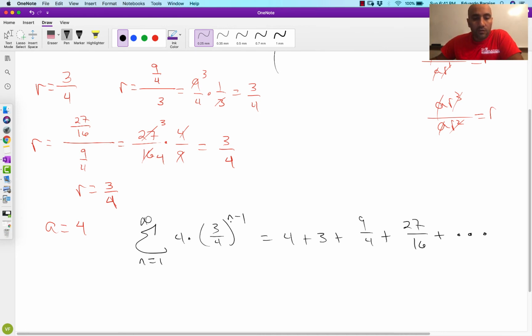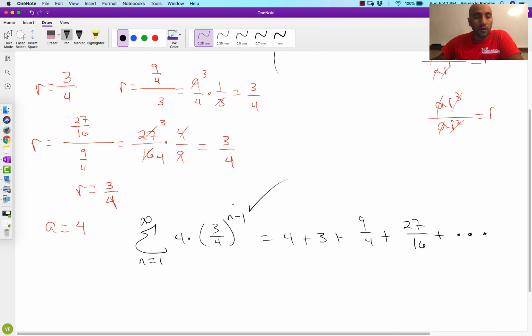If n equals 1, the exponent becomes 0, so 3/4 to the power of 0 is 1. That's just going to be 4. Yeah, we get that first term. If n equals 2, 2 minus 1 is 1, so we just get 4 times 3/4. The 4's cancel, we just get a 3. Yep, that one works. If n equals 3, we get a squared up here, so we get 9/16. 4 is reduced, so we get 9/4. Yeah, so this seems to be working.